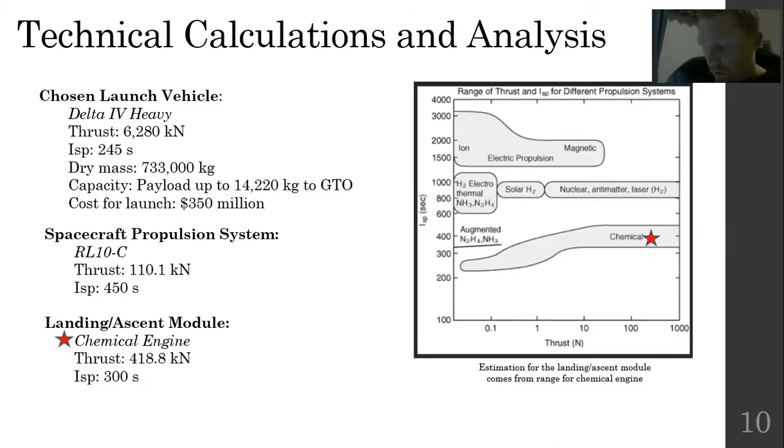So for our launch vehicle, we decided to use the Delta IV Heavy launcher because it can take a payload mass of up to 14,220 kilograms to GTO and only costs about $350 million. The interplanetary stage will use the RL-10C engine because it is lightweight and has a high enough thrust to assume an impulsive trajectory. For the landing module, we've included a chemical engine capable of 418.8 kilonewtons and should be able to land on Ceres.